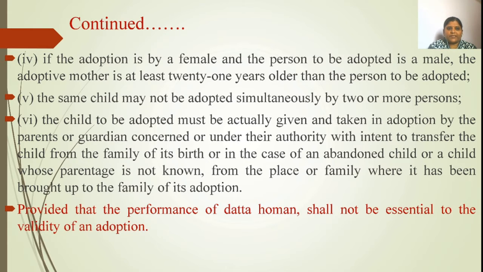And subsection 6 says that the child to be adopted must be actually given and taken in adoption by the parents or guardians concerned or under their authority with intention to transfer the child from the family of its birth, or in case of an abandoned child or a child whose parentage is not known, from the place or the family where it has to be brought up to the family of its adoption.